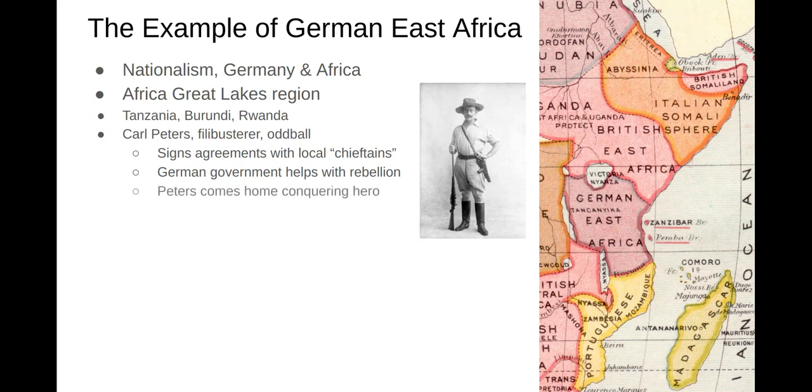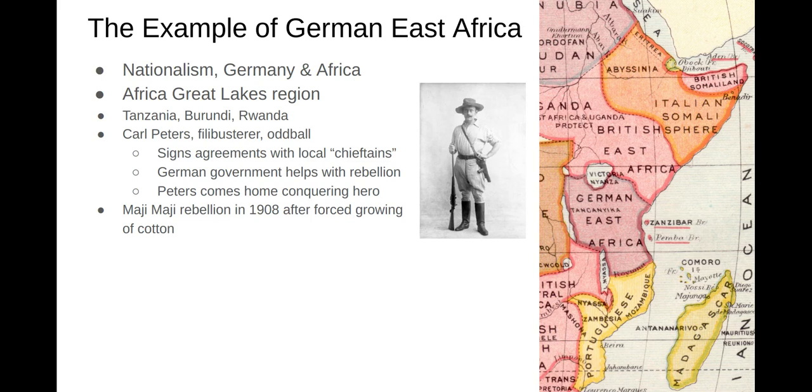But he takes these pieces of paper, he goes back to Germany, and he says, "Look what I've gotten. I have this. We can have control of this continent. Let's send people down." The German government basically helps with a rebellion that Karl Peters kind of institutes or foments there. The German government then sends down supporters to help Peters and his basically renegade mercenary project. Peters comes home as a conquering hero, and Germany takes it over.